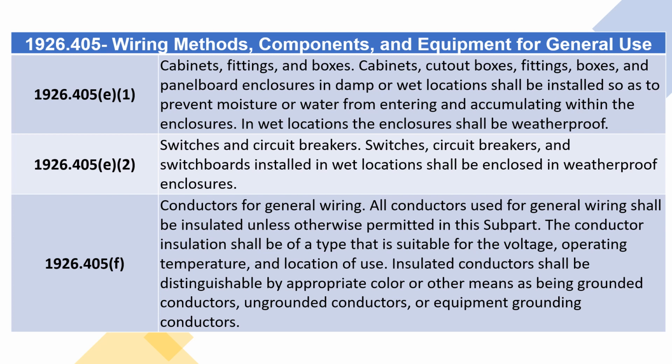1926.405 F. Conductors for general wiring. All conductors used for general wiring shall be insulated unless otherwise permitted in this subpart. The conductor insulation shall be of a type that is suitable for the voltage, operating temperature, and location of use. Insulated conductors shall be distinguishable by appropriate color or other means as being grounded conductors, ungrounded conductors, or equipment grounding conductors.